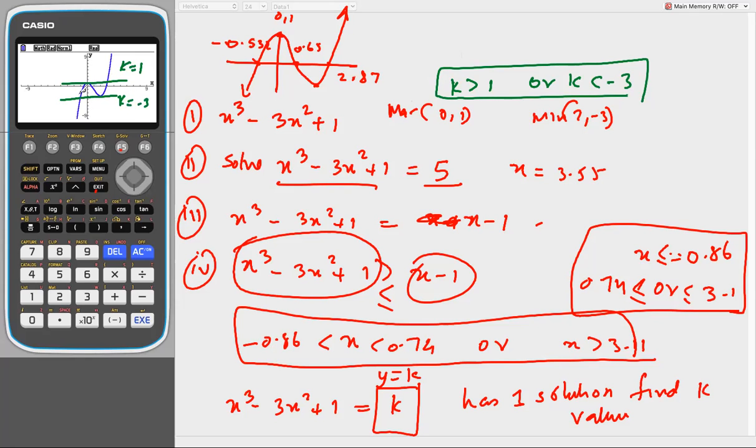And if they want three solutions, k should be between -3 and 1. If you take any of these k values, for example, if I'm solving this equation equal to -2, you draw the y equals -2 line. It cuts 3 points, 1, 2, and 3, and that's your solution. So this is how you use the GDC for a cubic equation.